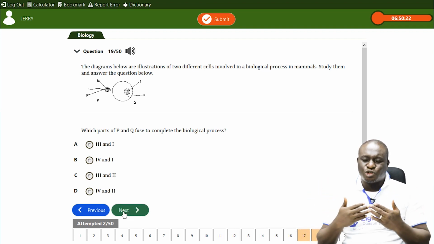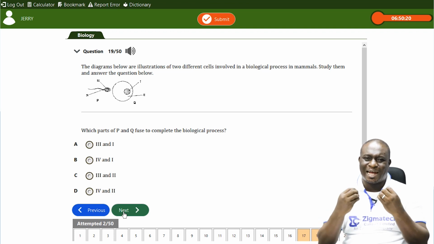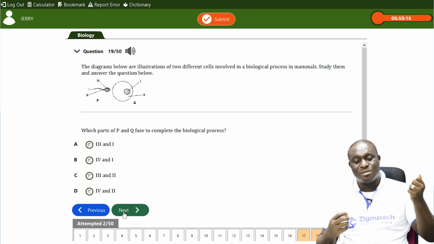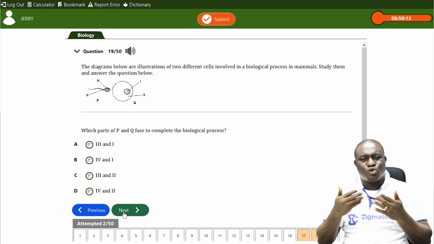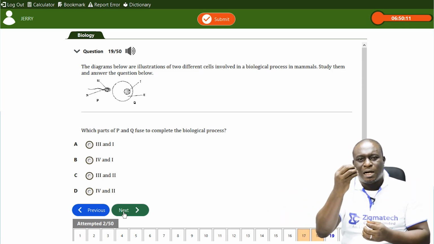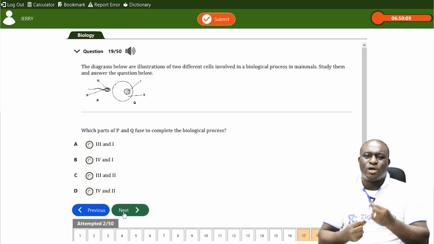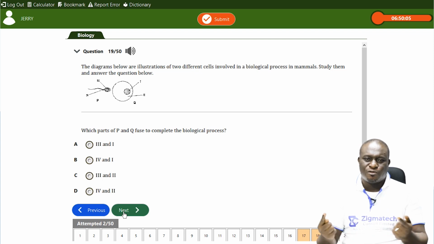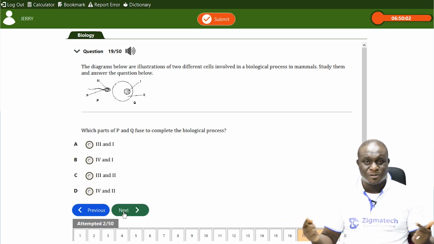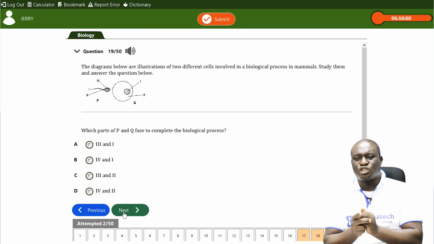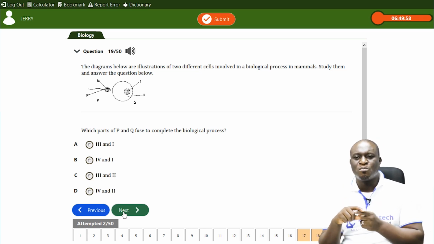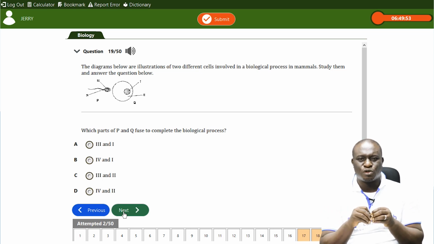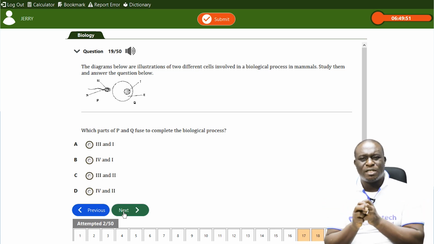So when they unite together, they form what we call a zygote. And the traits from the sperm cell, which is from the father or the male, and that of the female unite together to give rise to a new individual with different traits from both parents. Is that understood? Now, if we look at the question, they said which part of P and Q fuse to complete the biological process? Fuse to complete the biological process.